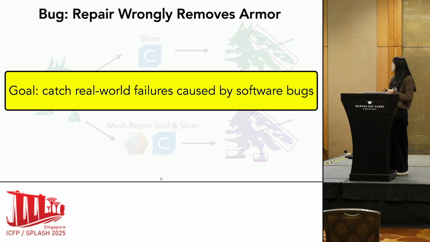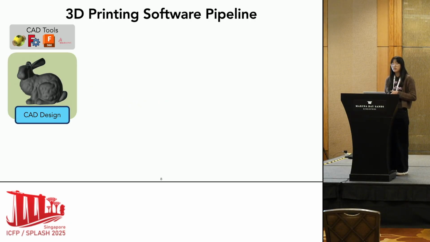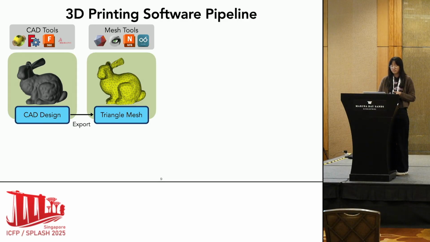So today, I'm going to talk about how can we catch real-world failures that are actually caused by software bugs. And let's begin by taking a look at the 3D printing software pipeline. So first, users can work with CAD tools to design the objects they want to print. And the design is exported as a triangle mesh, and users may use mesh tools to manipulate or repair the mesh.